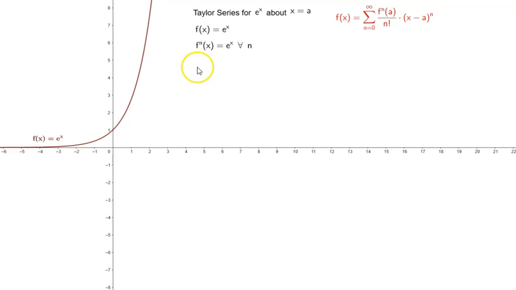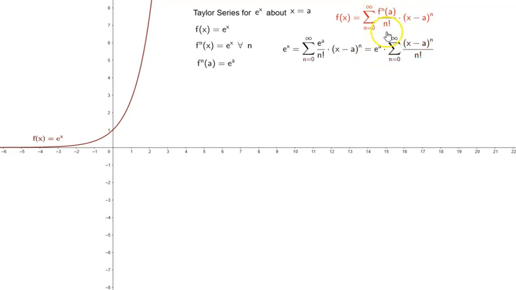And one thing that we have to know is that any nth derivative of f of x is equal to e to the power of x itself for all n. That means the first derivative of e to the power of x is e to the power of x. The second derivative is also itself. Third, fourth. So any nth derivative is e to the power of x itself. So f^(n) of a, the nth derivative of f at a, is equal to e to the power of a.